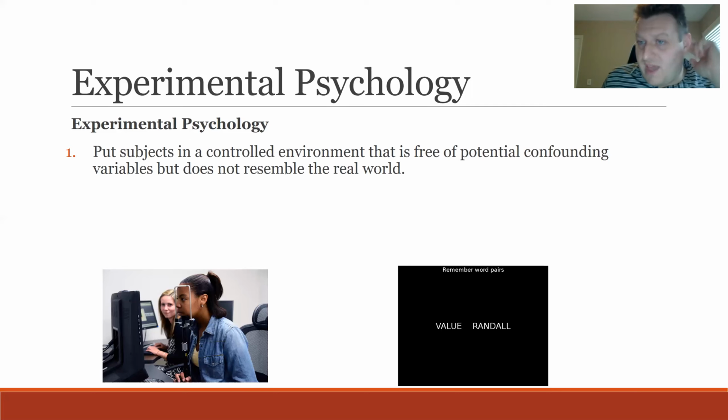And this is something that we always do in experimental psychology. Any potential confounding variable, we try to control for it, we try to account for it, we try to eliminate it. It's very important for an experimental psychologist.